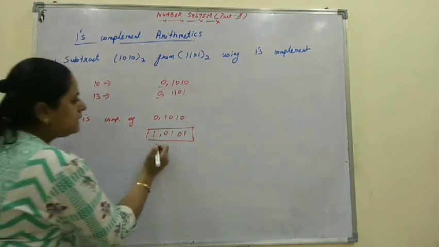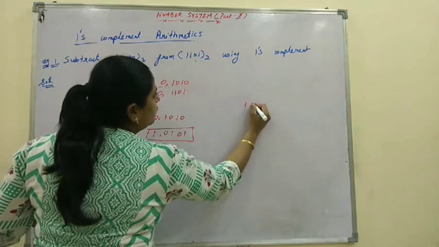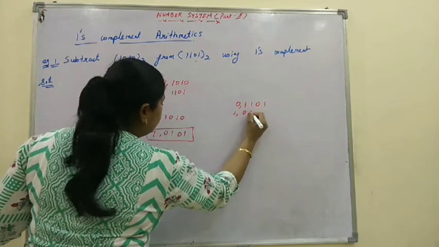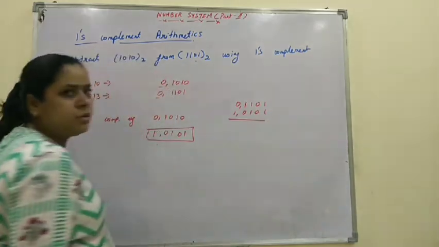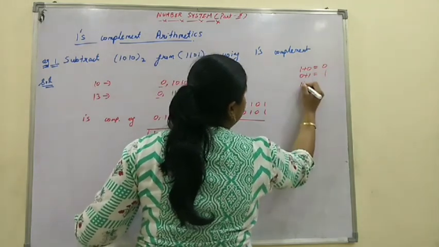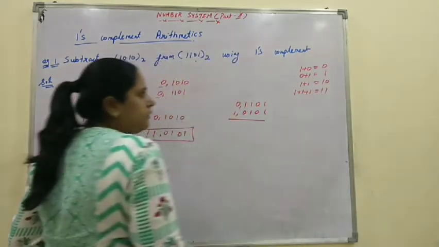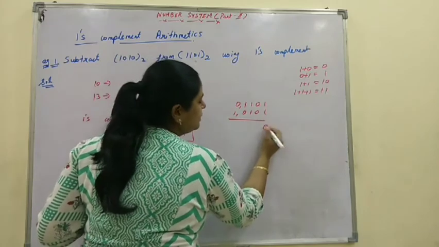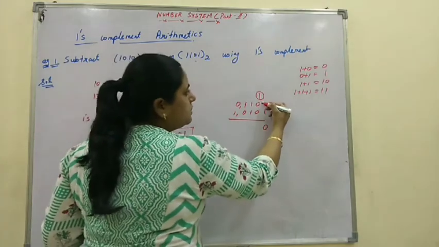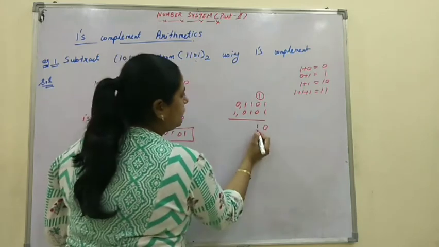Now we'll add this to 1, 1, 0, 1, with sign bit 0, 1, 1, 0, 1. Addition rules I told you: 1 plus 0 equals 1, 0 plus 1 equals 1, 1 plus 1 equals 10, 1 plus 1 plus 1 equals 11. So 1 plus 1 is 10, 0 will stay here and 1 will carry. 1 plus 0 is 1, so we get 1 here.